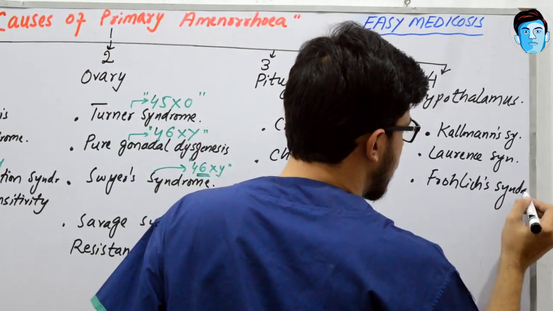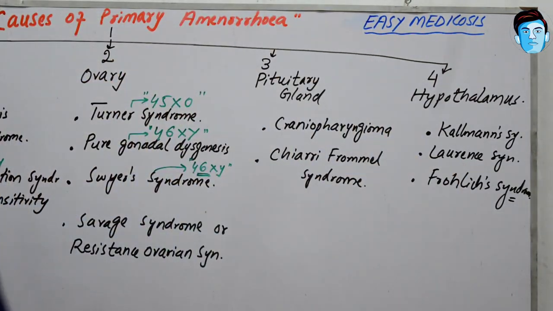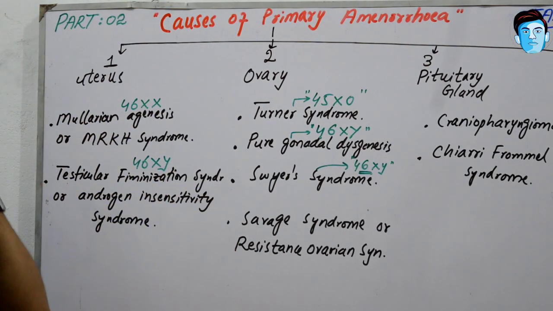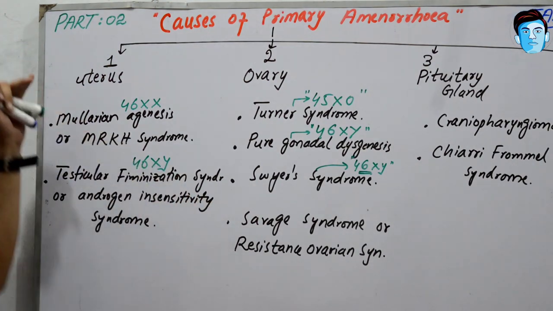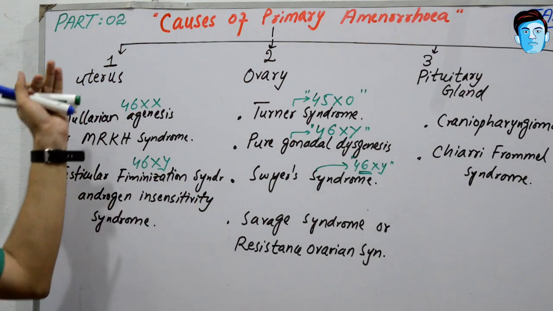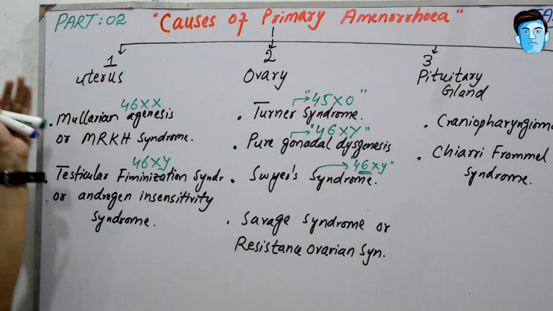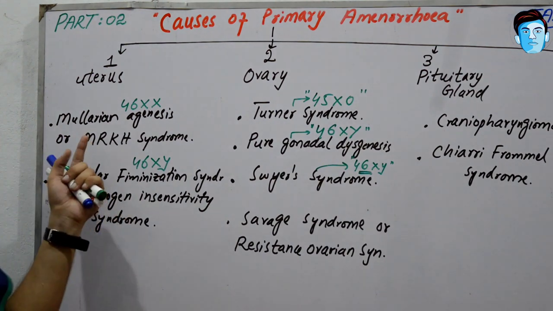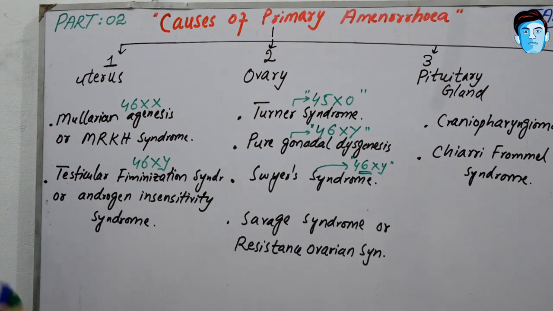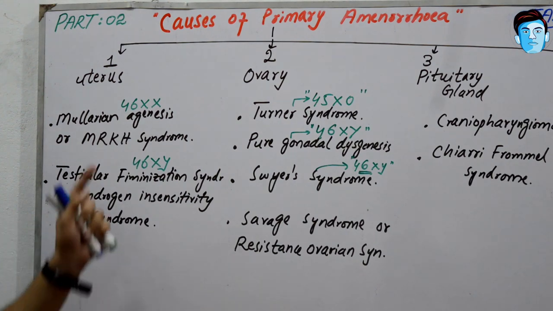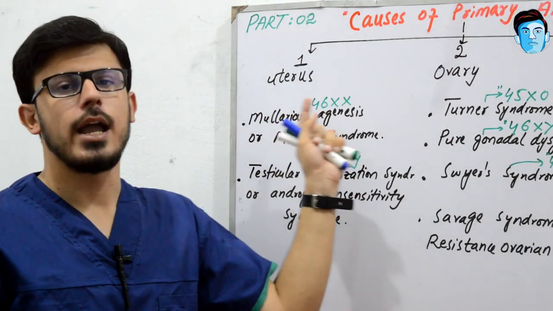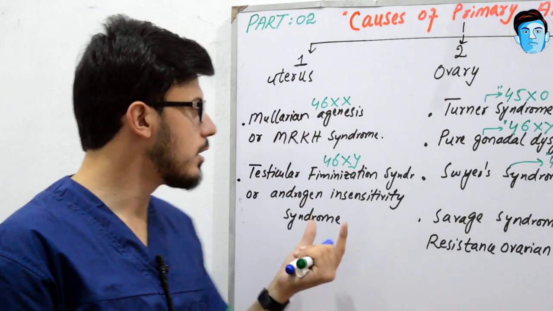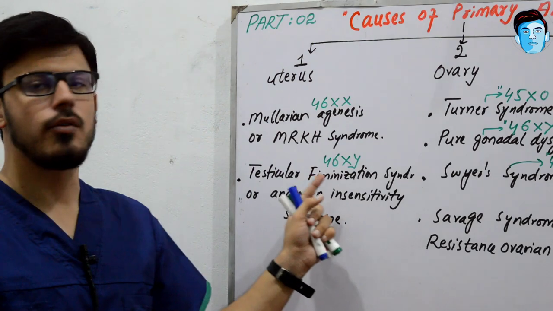Now we will be discussing each cause of primary amenorrhea in detail. So, it is worth noting, what are the causes of primary amenorrhea? The causes of primary amenorrhea are divided into 4 compartments. Compartment 1 consists of the uterus. The causes related to the uterus are Mullerian agenesis, which is also called Meyer-Rokitansky-Koster-Hauser syndrome, or MRKH syndrome. And don't forget, the genotype of Mullerian agenesis is 46XX. The second condition is testicular feminization syndrome, which is also called androgen insensitivity syndrome.